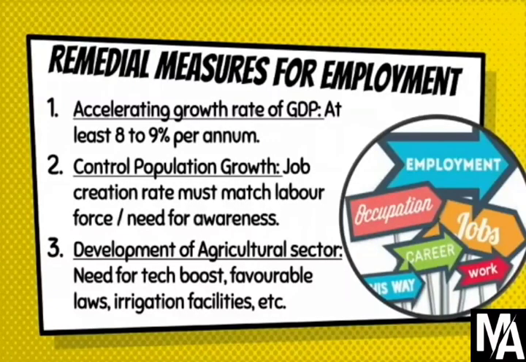Third is development of the agricultural sector. As we discussed in the previous video, there are so many problems in the agricultural sector. There is a need for a boost in technology. There is a need for favorable laws in favor of the farmer and the agricultural laborer. There has to be an increase in irrigation facilities, which will make sure that the agricultural sector develops. And if the agricultural sector develops, more jobs will be created.